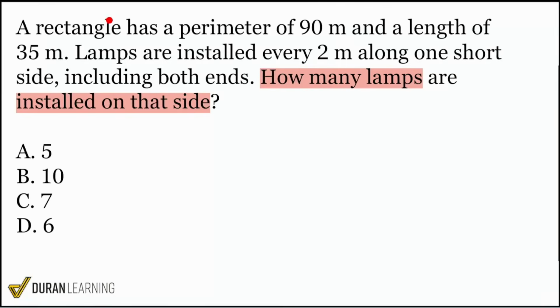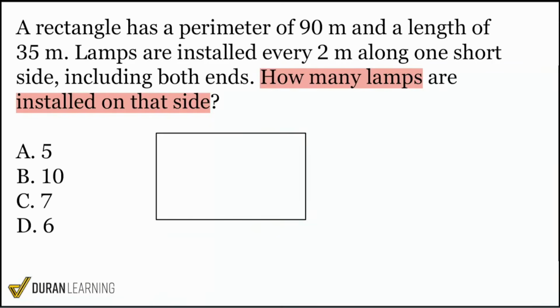So a rectangle has a perimeter of 90 meters and a length of 35 meters. Lamps are installed every 2 meters along one short side, including both ends. Okay, let me go ahead and just show you this. We have our rectangle. Our rectangle has a perimeter of 90, so going all the way around one time, that's perimeter.